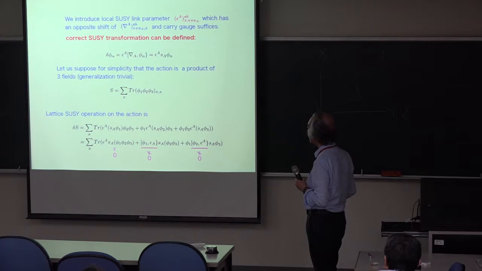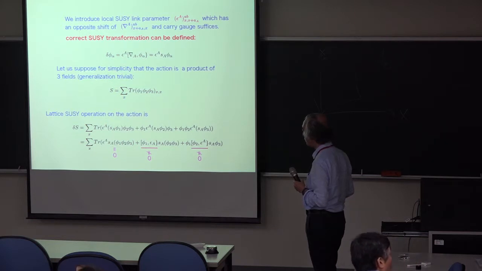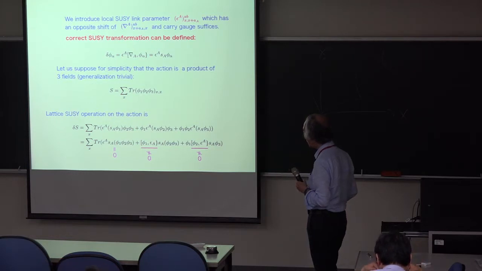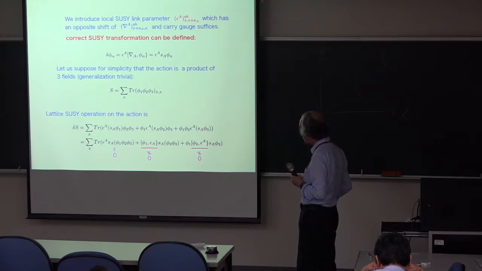So let us suppose for simplicity that the action is a product of three fields. Generalization to four fields is trivial. Suppose this is the action, which has three fields. If I operate the SUSY transformation on this one, phi 1, phi 2, phi 3 are each separately transformed by this expression. If I pull this epsilon A to the far left, then I need a commutator here. The first term is the one I just shifted to the far right. We know that this is SUSY invariant because of our previous definition of the supersymmetric transformation.